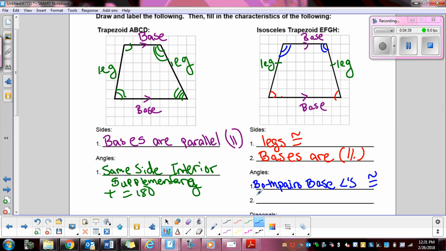And we still have the same thing over here, same side interior angles are supplementary.